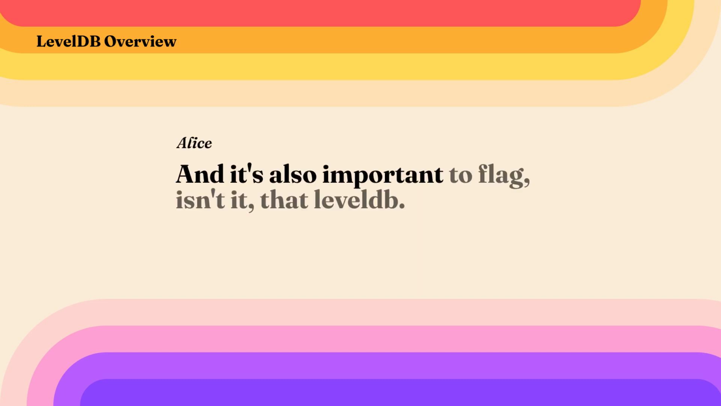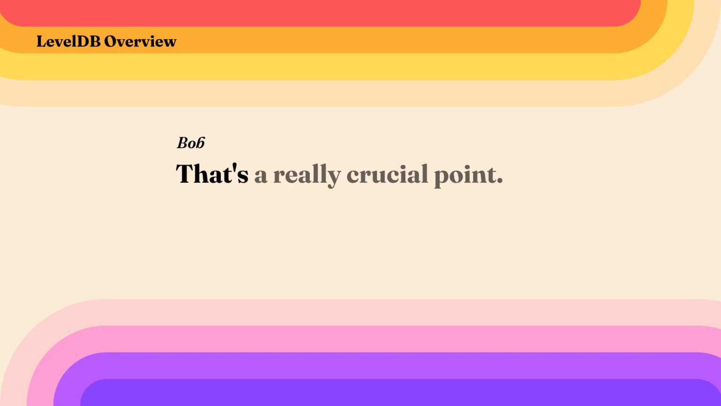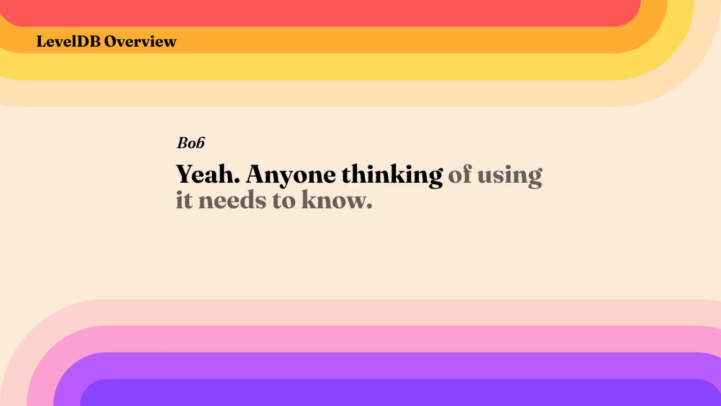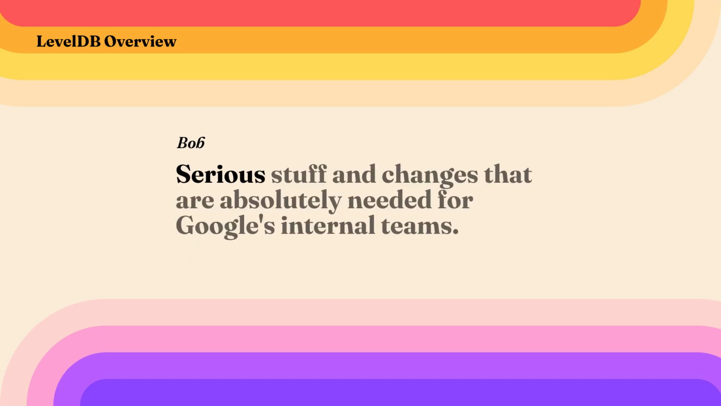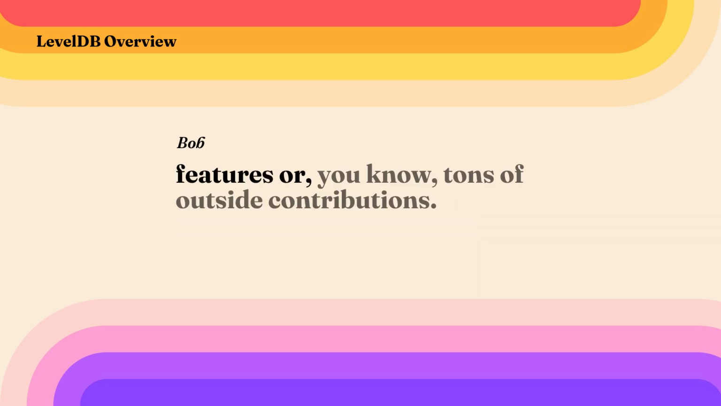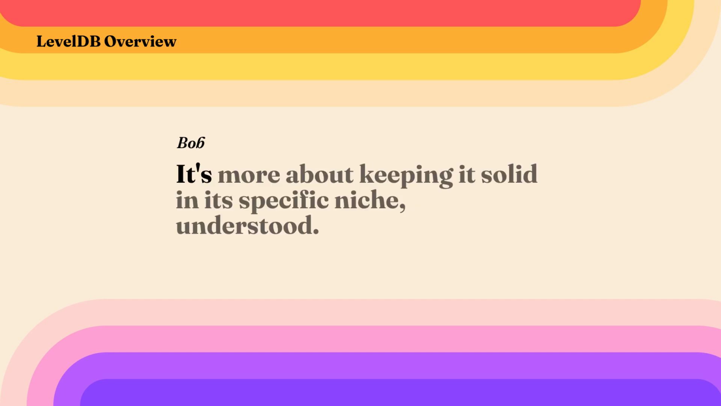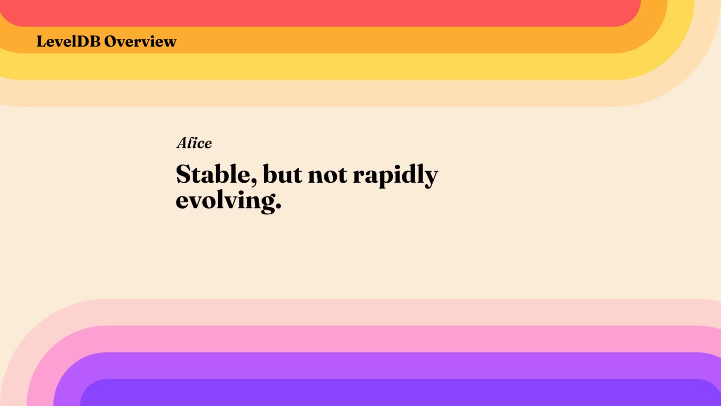Exactly. And it's also important to flag that LevelDB is under pretty limited maintenance these days. That's a really crucial point. Anyone thinking of using it needs to know. The project mostly gets fixes for critical bugs, data loss, memory corruption, that sort of thing, and changes that are absolutely needed for Google's internal teams. So, look, it's stable, it's robust, but it's not actively looking for lots of new features or outside contributions. It's more about keeping it solid in its specific niche. Understood. Stable, but not rapidly evolving.